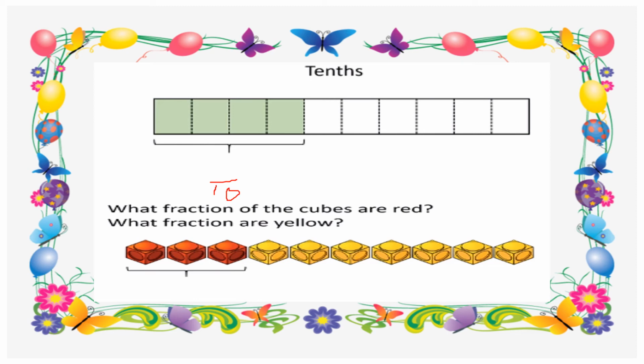Now, what fraction is shaded? 1, 2, 3, 4 is shaded. And what fraction is unshaded? 1, 2, 3, 4, 5, 6. Let's count that again. 1, 2, 3, 4, 5, 6. So 6/10 is unshaded. Now have a go at the second one.